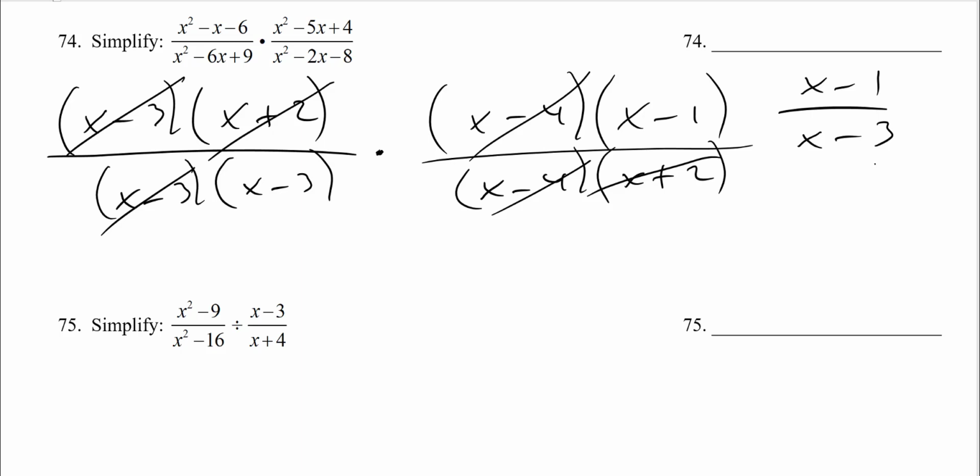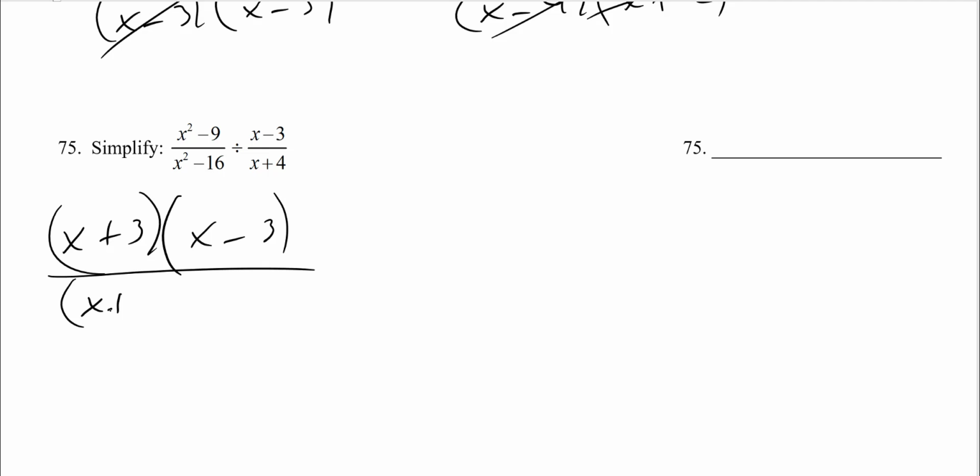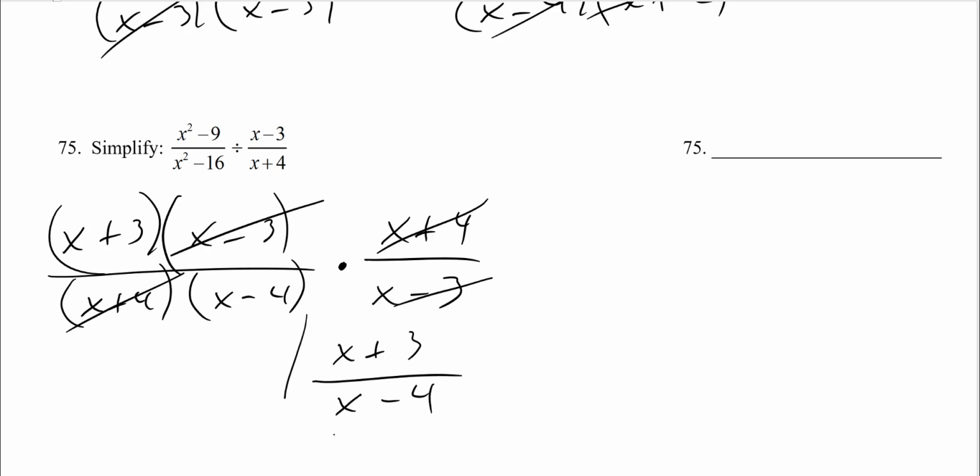Okay, pretty easy. And the last one is division, so make sure you flip that one. I'm going to factor the left-hand side first. It's x plus 3, x minus 3, and the bottom is x plus 4, x minus 4, and times, I'm going to flip it, x plus 4 over x minus 3. Okay, and then cancel. The x minus 3s cancel, the x plus 4s cancel, and I just have x plus 3 over x minus 4, and you're done with the problem.